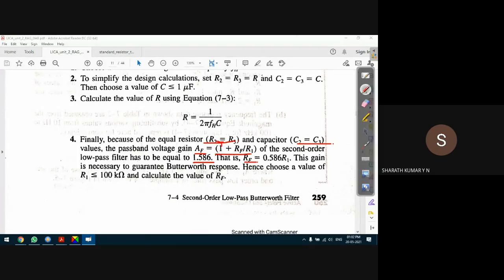Taking 1 to the other side with a minus sign, RF should be equal to 0.586 times R1. That means RF should be less than R1. This gain is necessary to guarantee a Butterworth response. For Butterworth filters, this should be the gain of the second order filter.